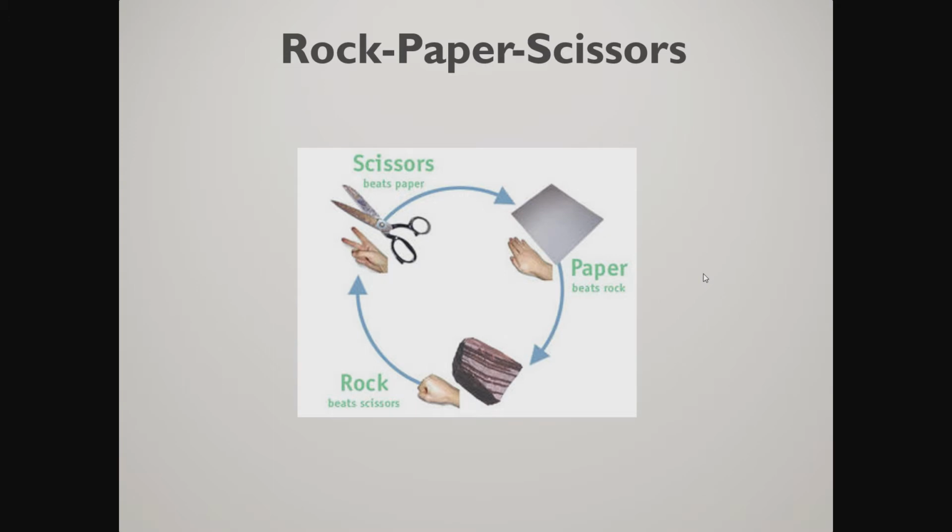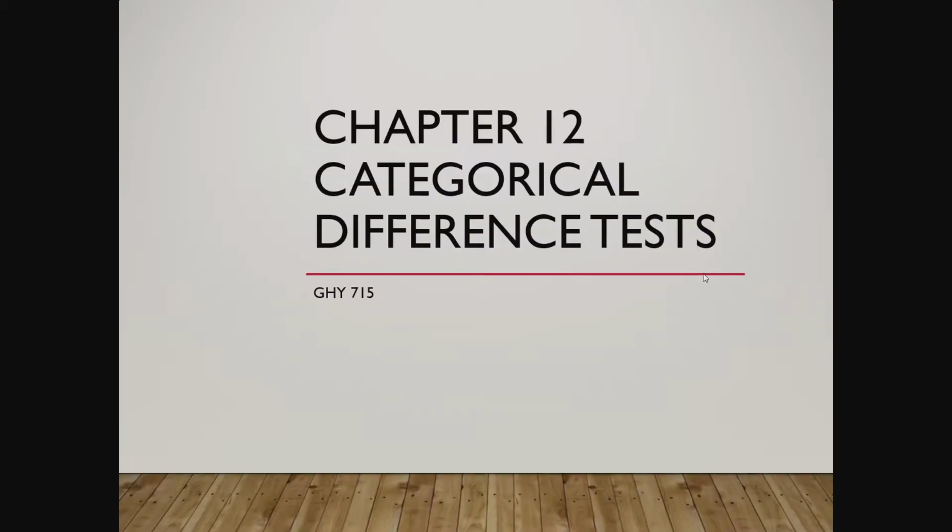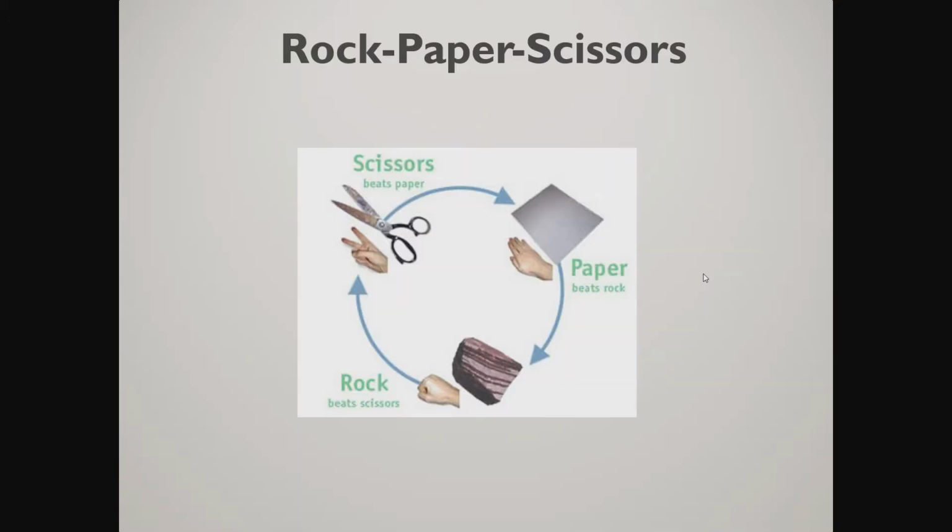So we're going to start off talking about categorical difference tests by talking about something that we're probably all familiar with. Here, rock, paper, scissors, right? So we've got the game everybody knows. You go 1, 2, 3, and then your rock, your paper, your scissors. And paper beats the rock, and the rock beats the scissors, right?